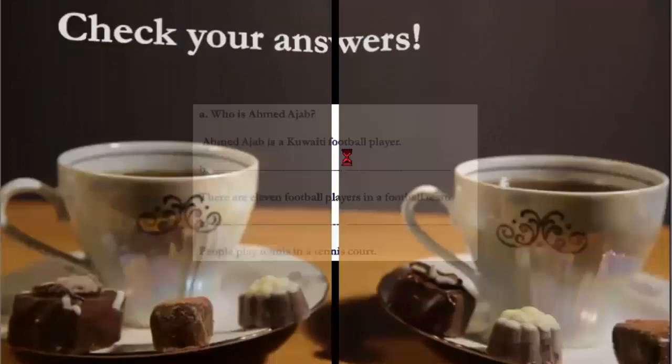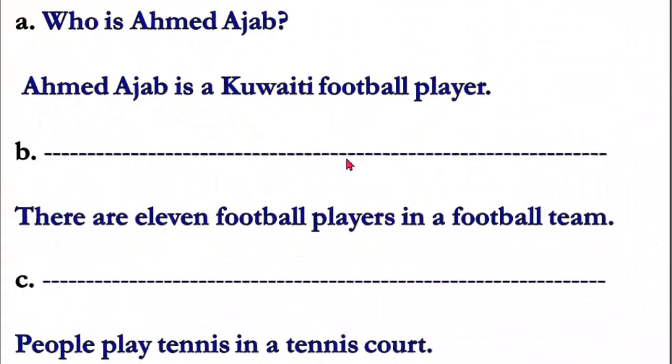Who can tell me the first question for the sentence, there are 11 football players in a football team? But before that, we have an example: who is Ahmed Ajab? The answer for this question is Ahmed Ajab is a Kuwaiti football player. So I'm asking about a person. Who is for asking about people.